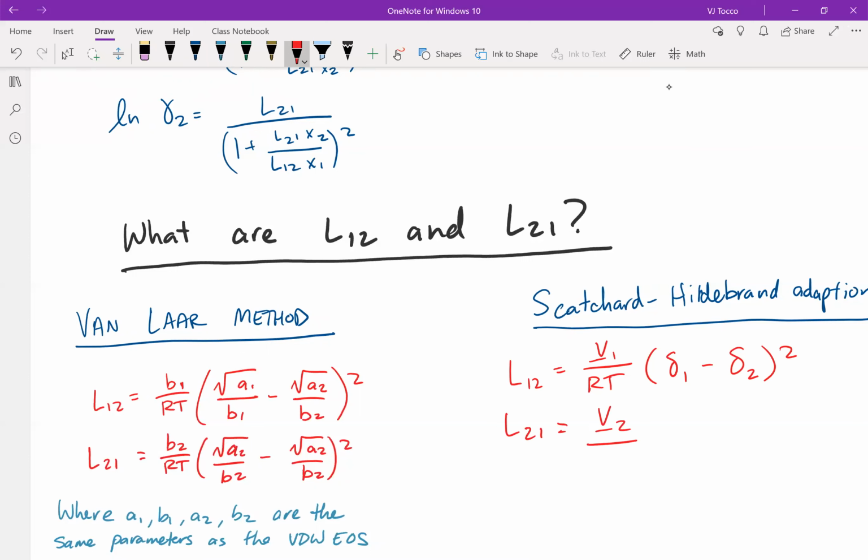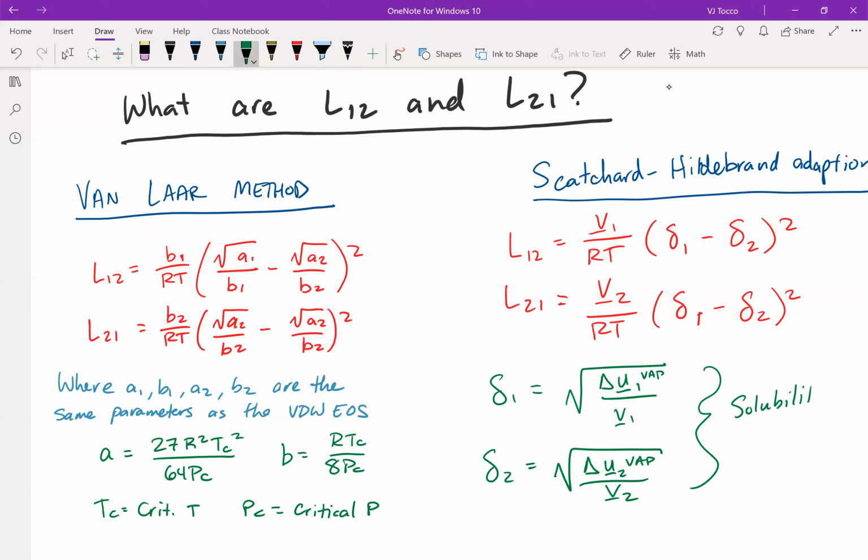And here, delta 1 and delta 2 are called the solubility parameters. And delta 1 is equal to the change in molar internal energy upon vaporization divided by the molar volume of component 1. And delta 2 is the same, but for component 2. So the molar internal energy of vaporization of component 2 divided by V2. Solubility parameters.